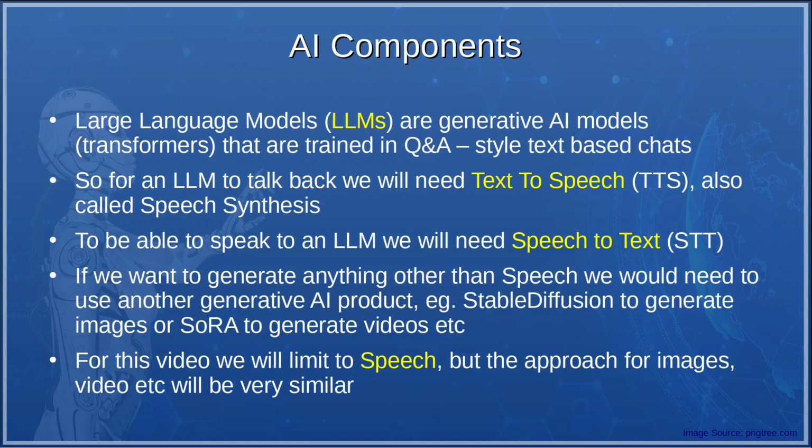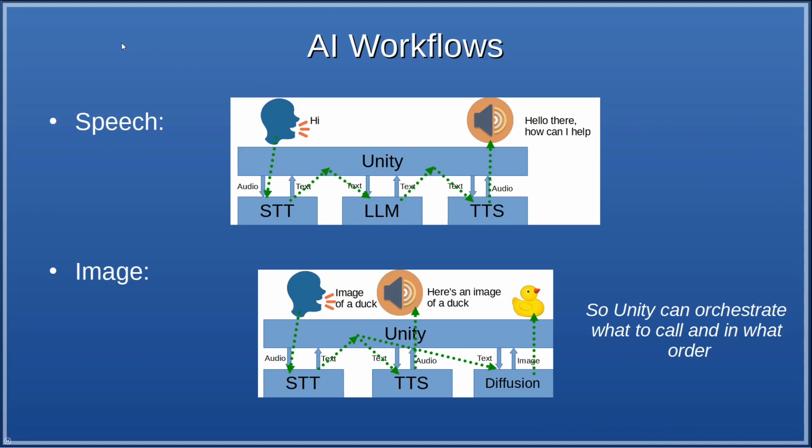If we want to generate anything other than speech, we would need to use another generative AI product. So if you want to, for example, say, I want to have an image of a duck, the system would need to figure that out, and you would need to send the request to Stable Diffusion, for example. For this video, we will limit into speech, but the approach for images, video, etc. will be very similar. With the strawman that we have in this video, you will very easily be able to add these things. So how does that workflow look like?